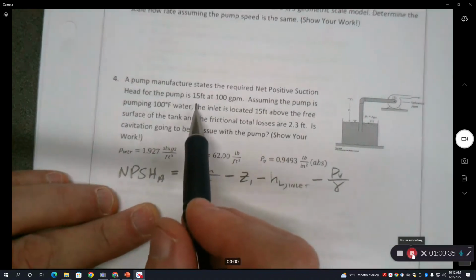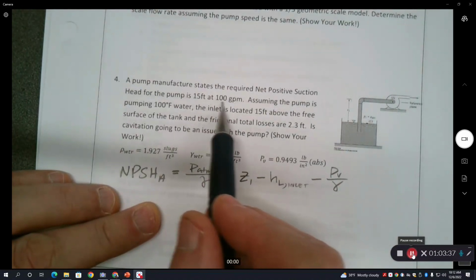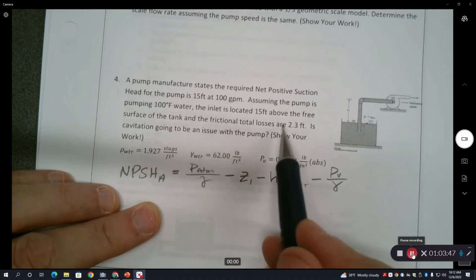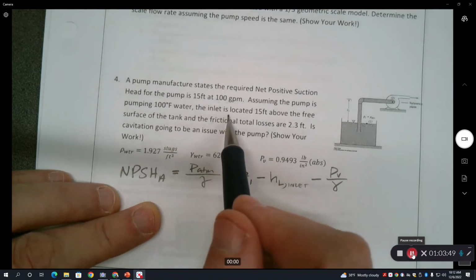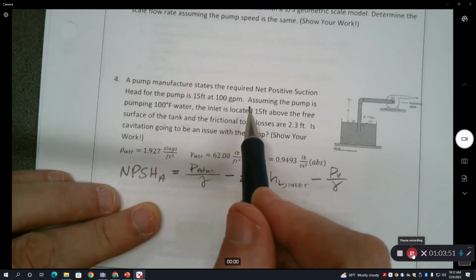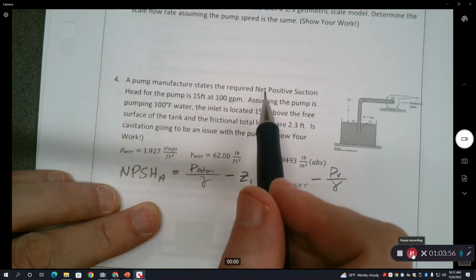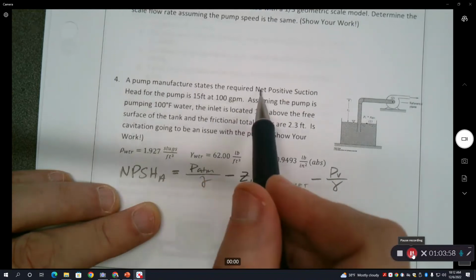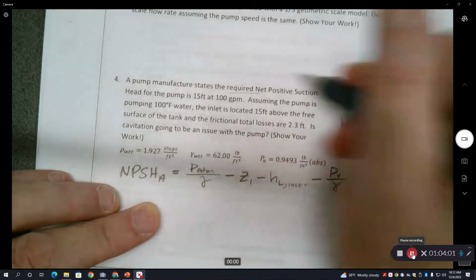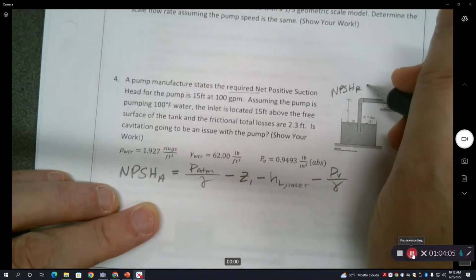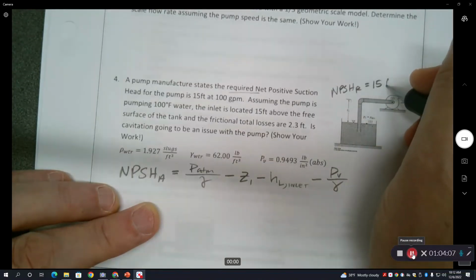Then we have the gallons per minute. Do they tell us the velocity? I don't know if we need the velocity. I feel like we would need it, but only for the head loss, right? So the net positive suction head required, from what we have here, is equal to 15 feet.